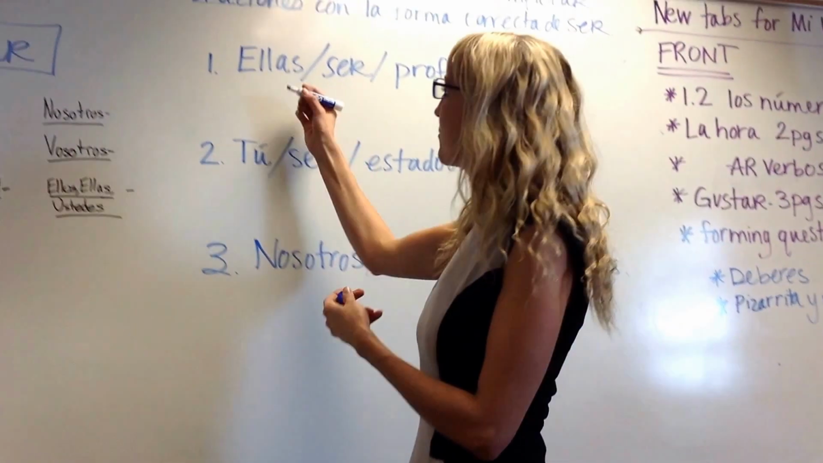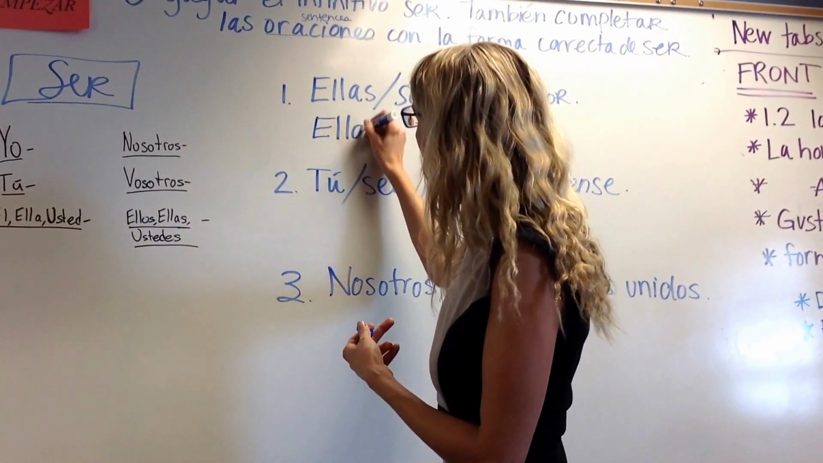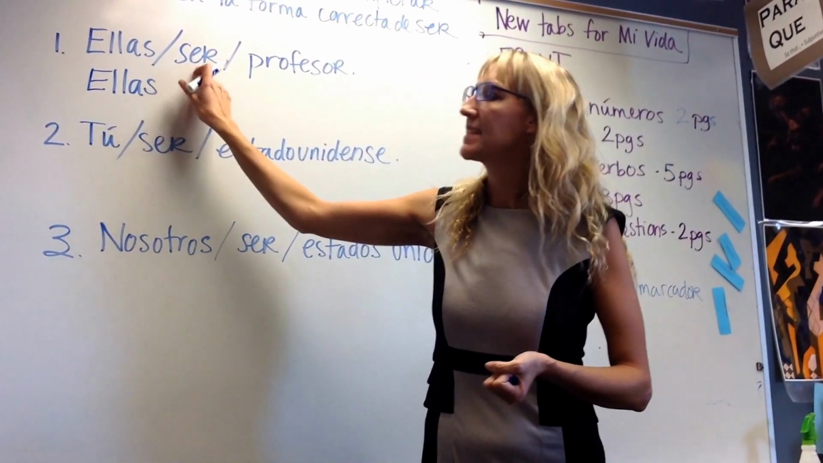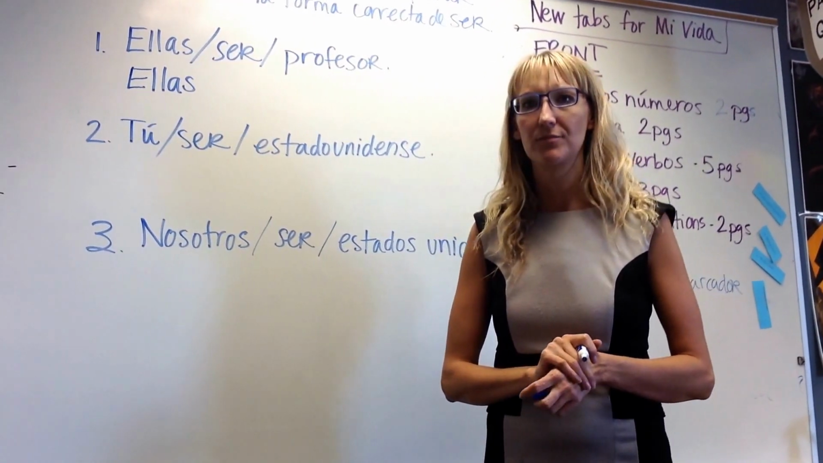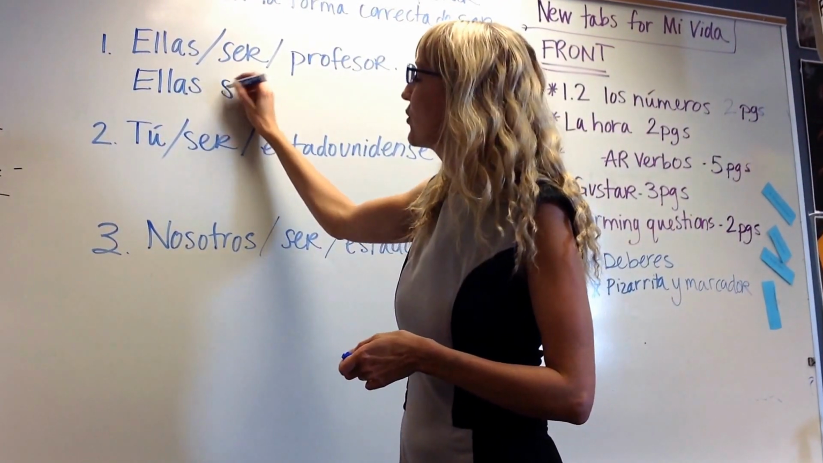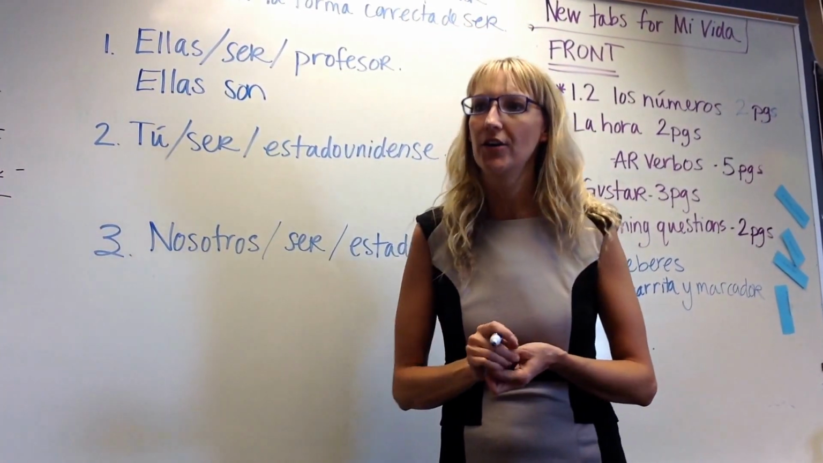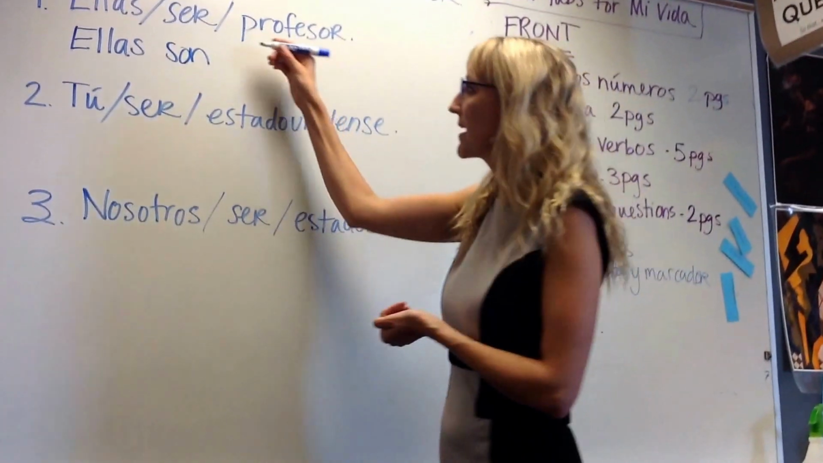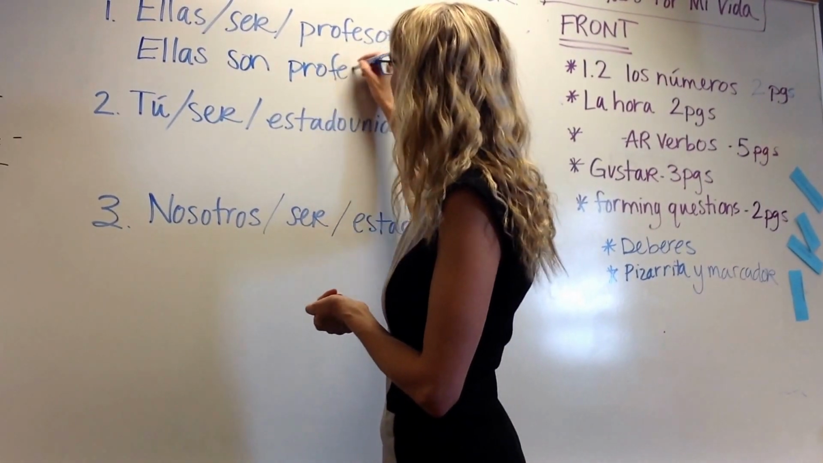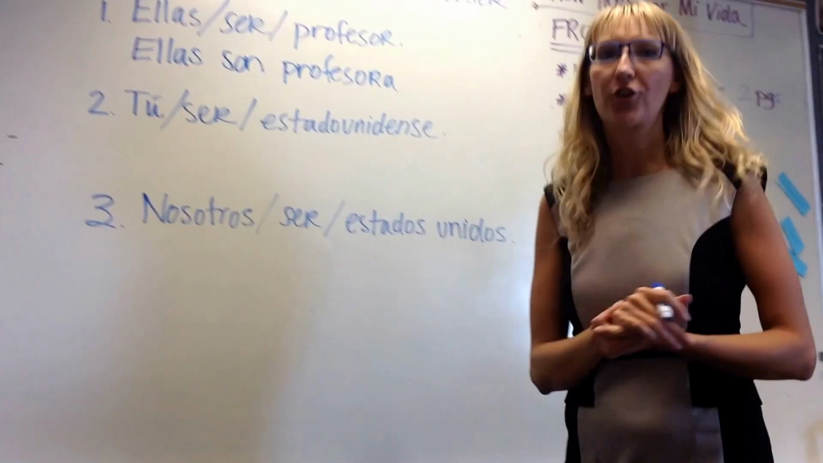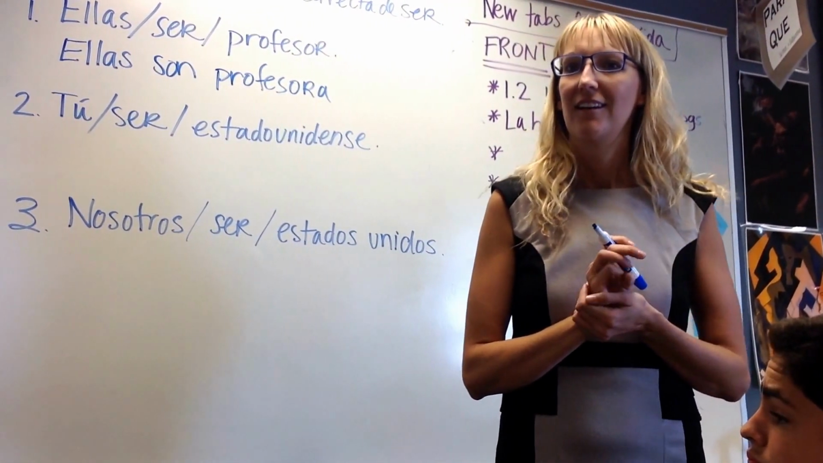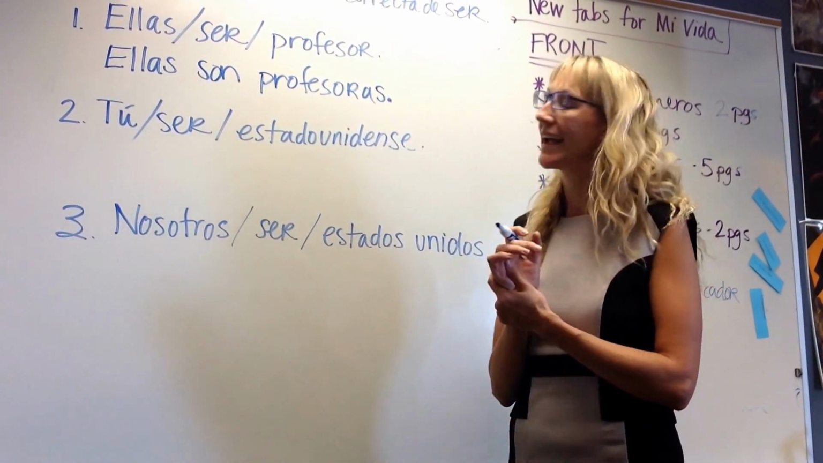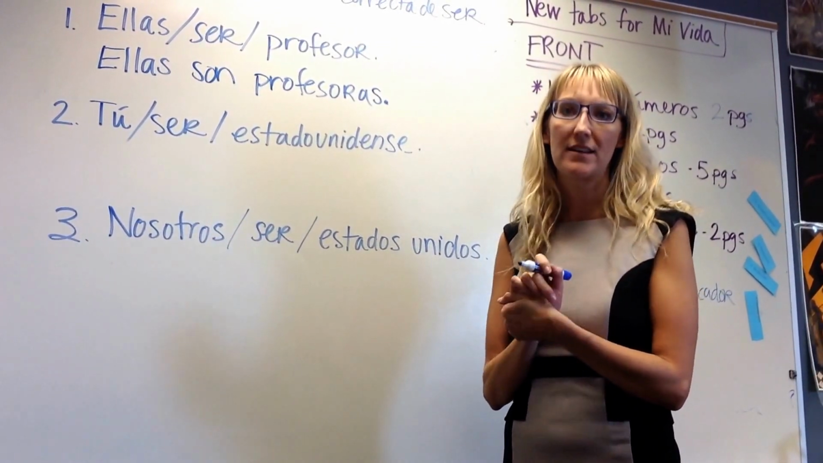So you're going to start with they, which is ellas. Okay? And then, what form of ser would you use when it's ellas? Son. Ellas son. Now it's they are. And what do you have to do to profesor? Okay, you want to make it profesora? They are girl teacher. What else do we need to add? Profesoras, because it's more than one girl. Ellas son profesoras. So that would be your answer for number 1.